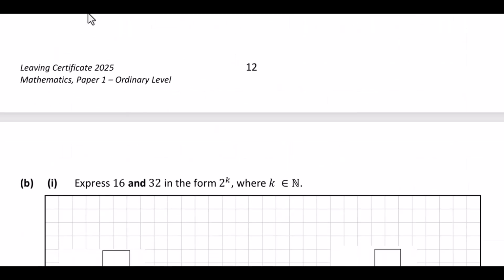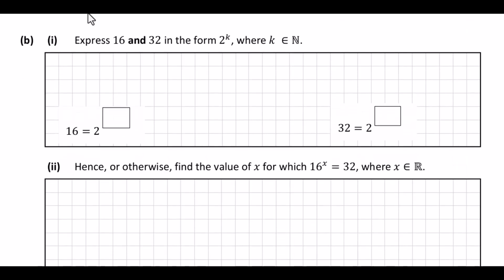Okay, so let's see, part B then. Express 16 and 32 in the form 2 to the power of k. Well, 16 is 2 to the power of 4. 2 times 2 times 2 times 2 will give you 16. And then 32 is 2 to the power of 5. So in other words, 2 times 2 times 2 times 2 times 2 will give you 32.